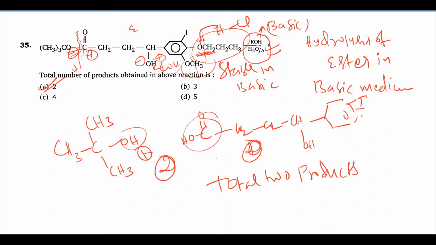Here this is OCH3, here OCH2 twice CH3. The major point is that the ether bond is not going to be disturbed, only the ester bond is going to be disturbed. This is basic medium ester hydrolysis. Understood? So now question number 36.